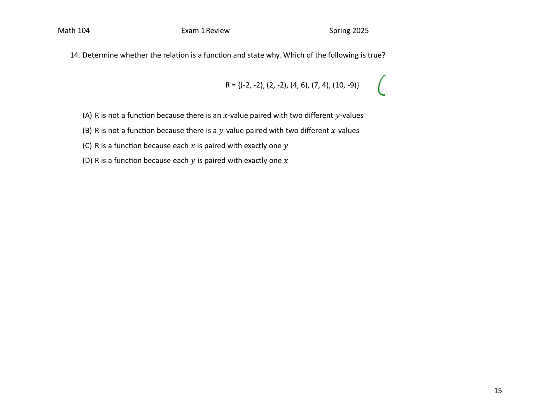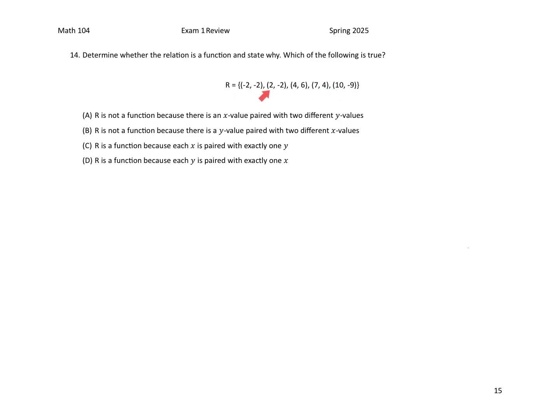If there was another point in this list with 7 comma anything other than 4, like 7 comma 12, right? Now I don't have a function, okay? Because 7 gets paired with 4 and 7 got paired with another thing, 12. This is not allowed for a function, okay? But so far, I have no repeats. No x's have repeated and had a different y.